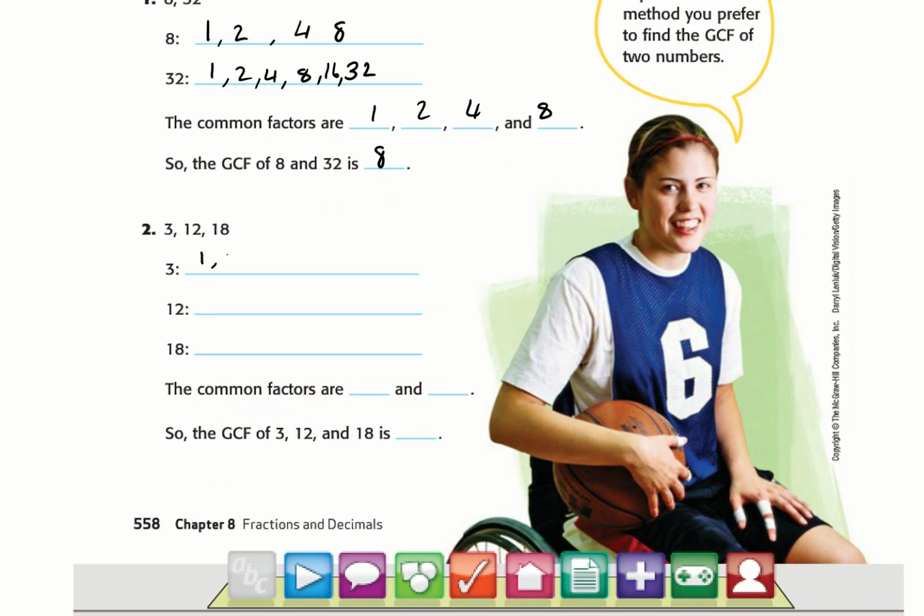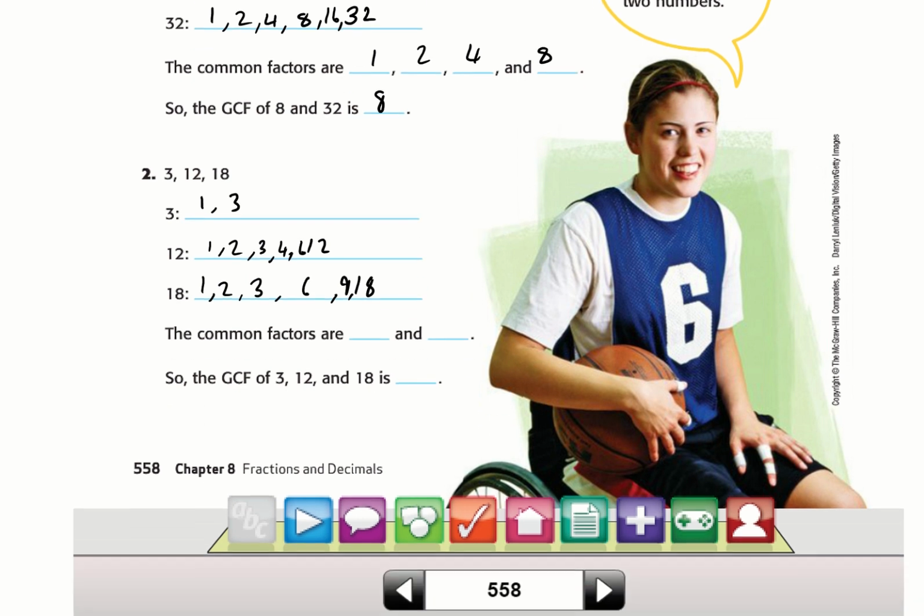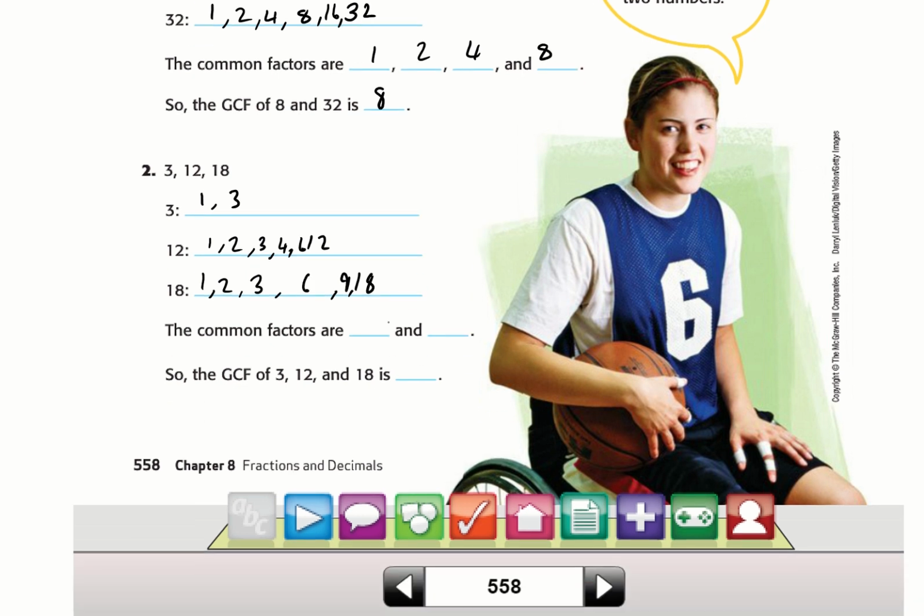So for 3, we have 1 and 3. For 12, we have 1 times 12, 2 times 6, and 3 times 4. For 18, we have 1 times 18, 2 times 9, and 3 times 6. So the common factors are 1 and 3. So the greatest common factor of 3, 12, and 18 is going to be 3.